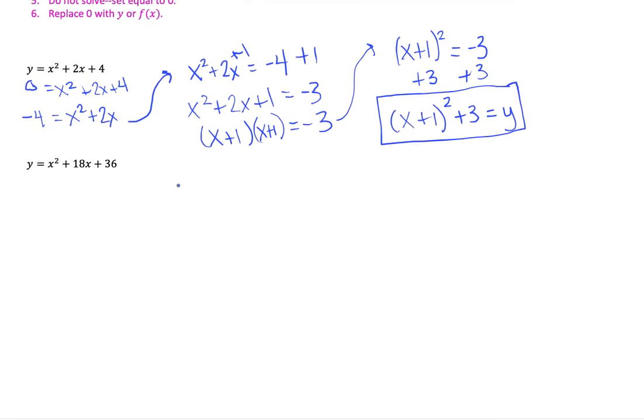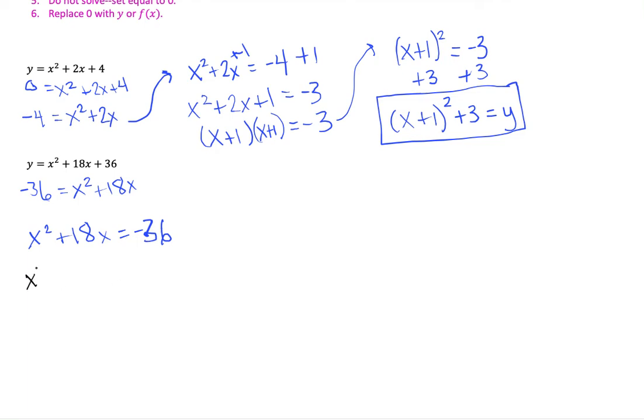I will do this one next. So same sort of thing. I'm going to subtract 36. But I'm going to rewrite it. So my 36 is on the right. So x squared plus 18x equals a negative 36. Yikes. Okay. I'm going to find half of b squared and add it to both sides. So half of b is 9, and 9 squared is 81.